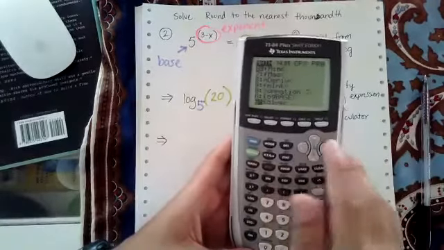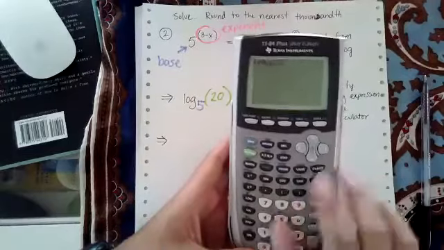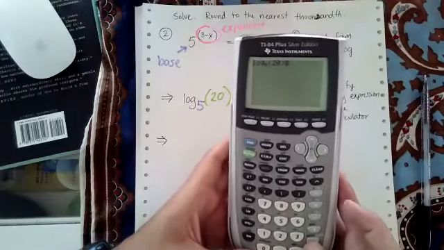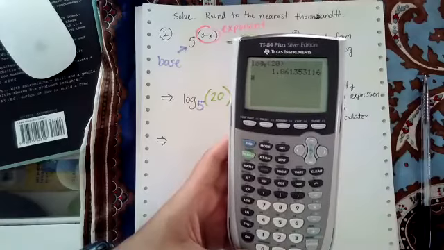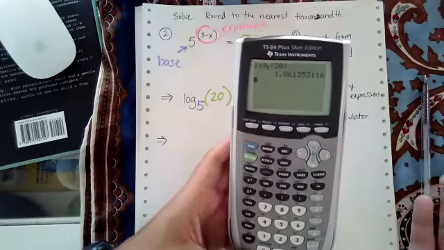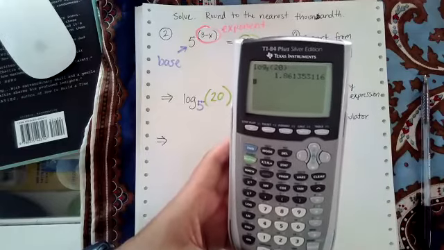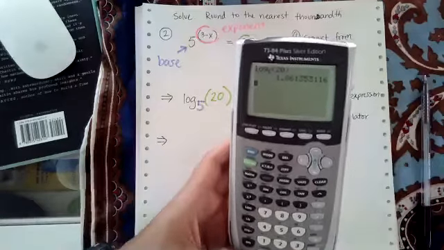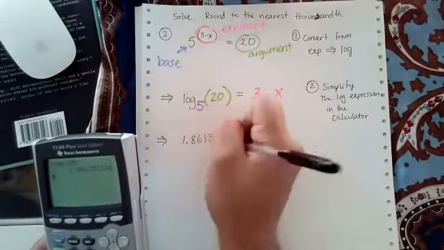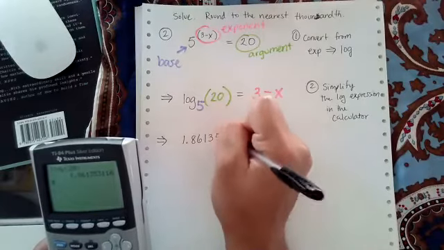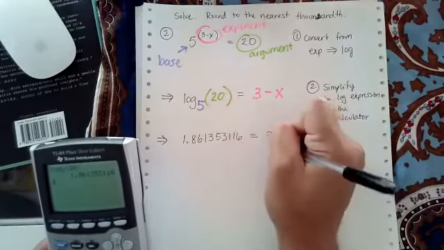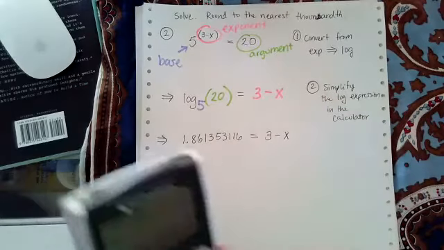So going to go to log base 5. I'm going to throw 20 as my argument. And then the output is 1.8613, blah, blah, blah. Okay. So I'm going to keep all of those decimal places until the very end. I know it's very tedious and annoying, but we're just going to do it. 1.861353116. And that's equal to 3 minus x.